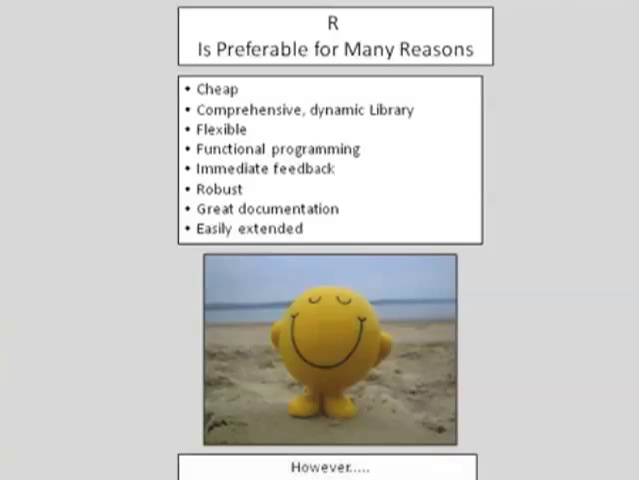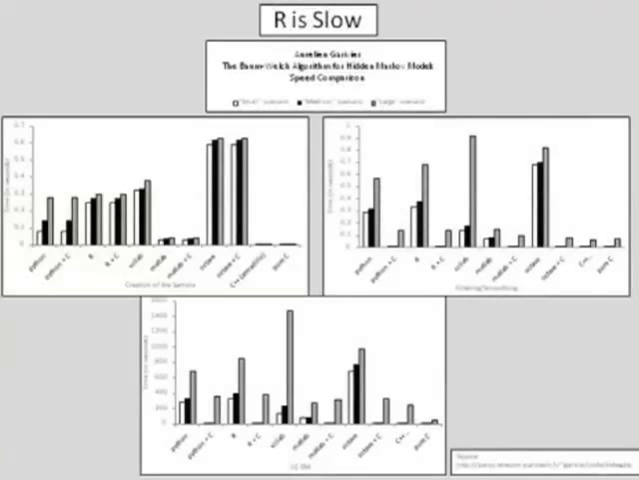However, yes, ladies and gentlemen, R is slow. This is an example I got from a site, I can't even pronounce his name, but I included a link to it, and it shows a speed comparison between R, Python, C++, Scilab, MATLAB, and pure C for an expectation maximization algorithm. And as you can see here, R actually does pretty poorly.